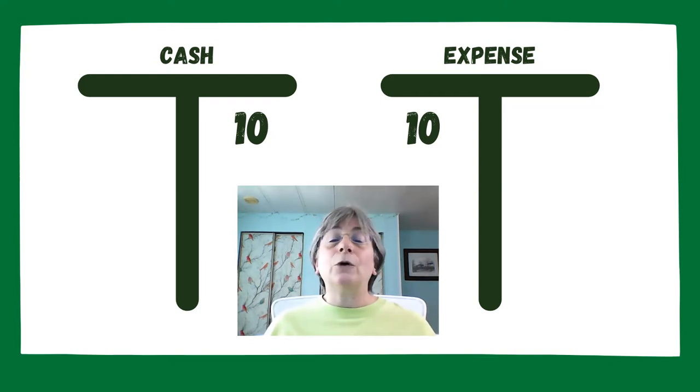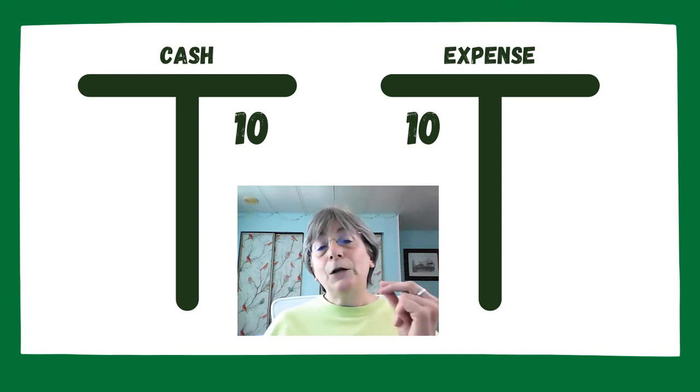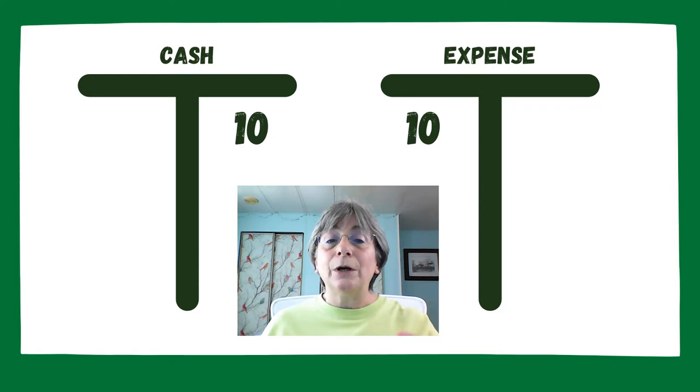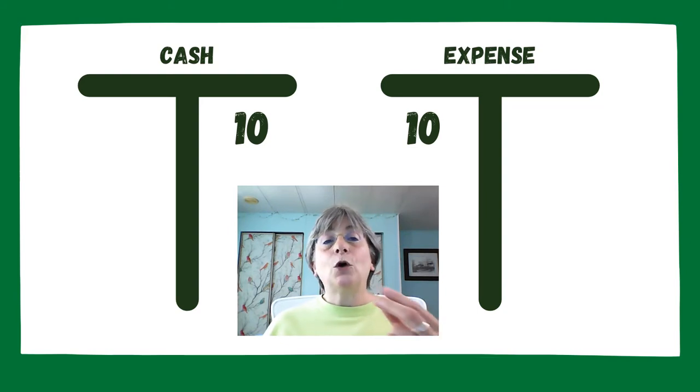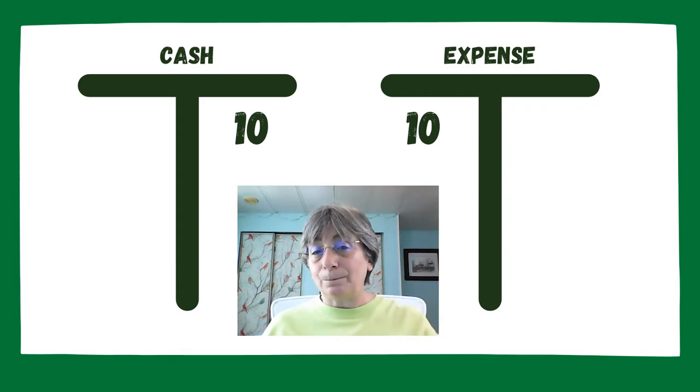So let's talk about our expense. Our expense is increasing. We have incurred an expense, so our expenses have gone up. An expense has a normal balance that is a debit, and we want to increase it, so we're going to debit this expense account by $10. Debits go on the left, credits go on the right. Debit and credit means simply left and right for the purposes of accounting. So we're going to increase our expenses by $10 in our T account.